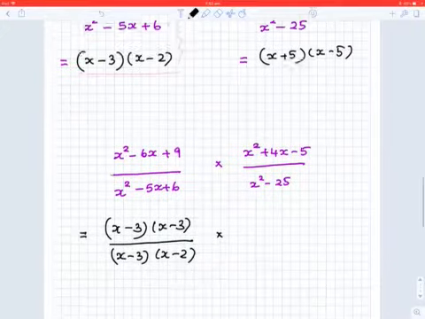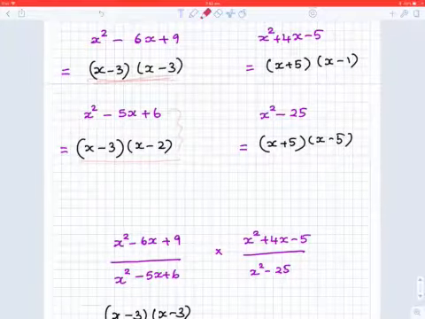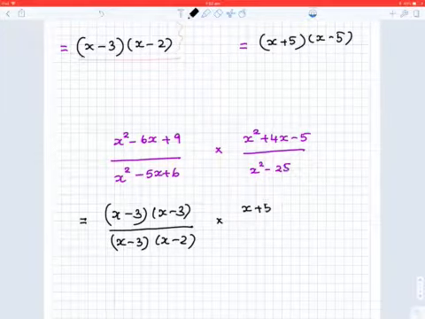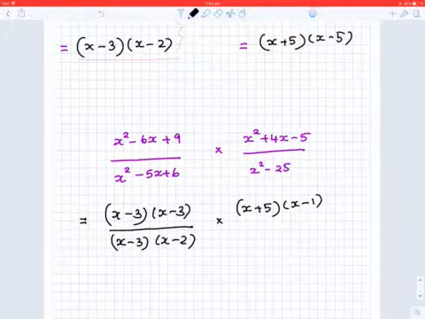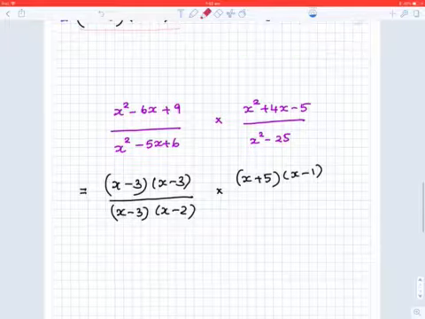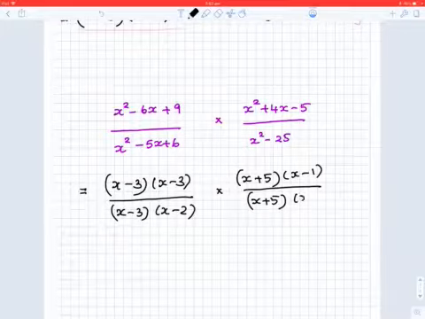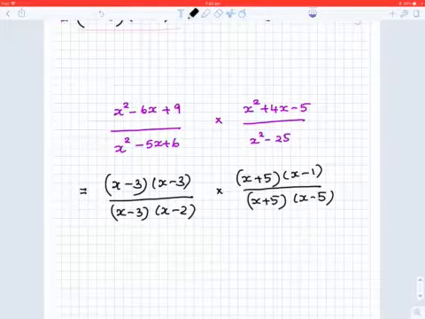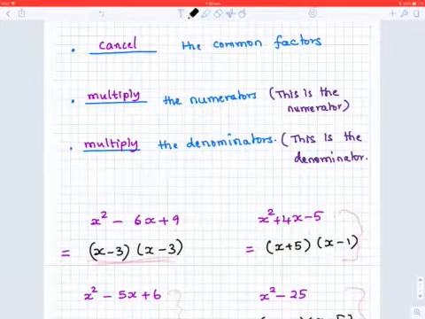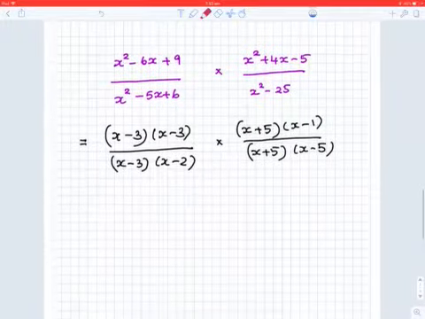So x minus 3 times x minus 2, times x square plus 4x minus 5, which could be written as x plus 5 times x minus 1. And of course, x square minus 25 is x plus 5, x minus 5. So we are writing that x plus 5, x minus 5. So I've factorized each expression. I rewrote the question. The next step is cancel the common factors.